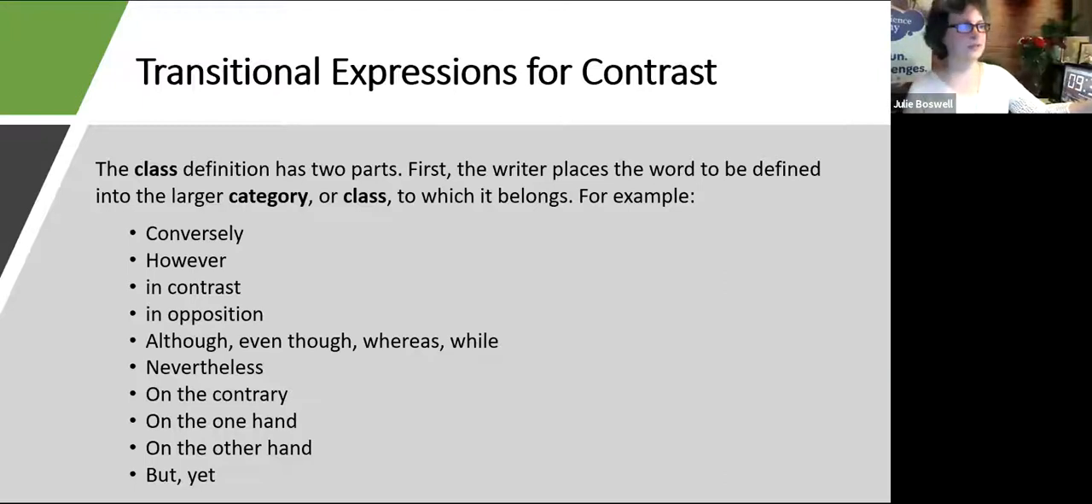Okay, so they've listed some transitional expressions that you can use for contrast to show that things are different, that they are not the same. Conversely, that means on the other hand, however, in contrast, in opposition. Although, even though, whereas, while, nevertheless, on the contrary, on the one hand, on the other hand, but, and yet. I'm sure there might even be more, but that's a pretty nice list to begin with. It's nice of them. These are available on page A33 for your own use at your own time.